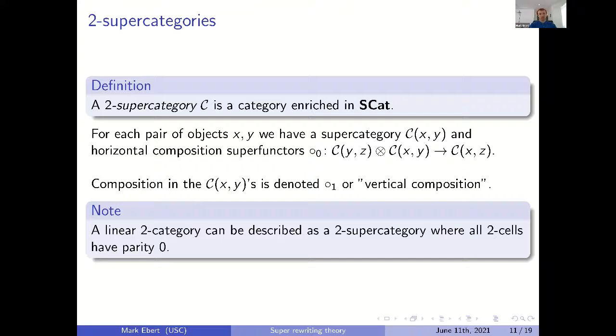Again, we have hom supercategories between pairs of objects, a horizontal composition superfunctor, and vertical composition, composing along zero cells and one cells, by star zero or circle zero and circle one. That's a notation. If you're familiar with linear two categories, basically, if everything is parity zero, then we get a linear two category.